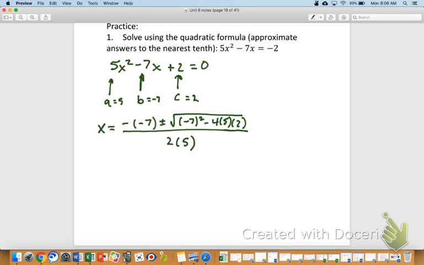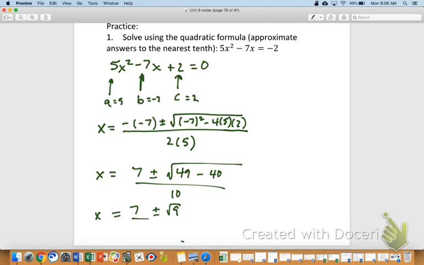You probably just immediately said x equals positive 7 plus or minus. Inside here would be 49 minus 40, as you go 4 times 5 times 2, all over 10. I still have work to do inside the radical, inside the grouping symbol there. So I would write x is equal to 7 plus or minus square root of 9 over 10. And then, interestingly enough, square root of 9. We know this, don't we? 3. So it would be x equals 7 plus or minus 3 over 10.